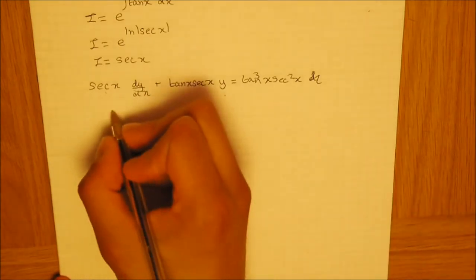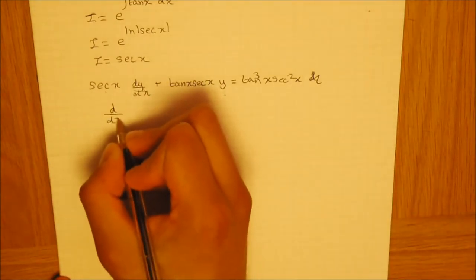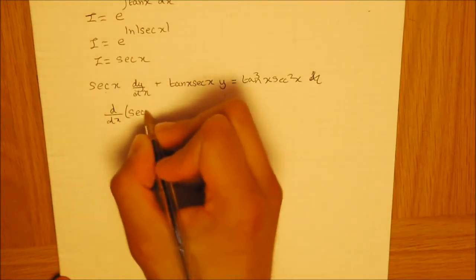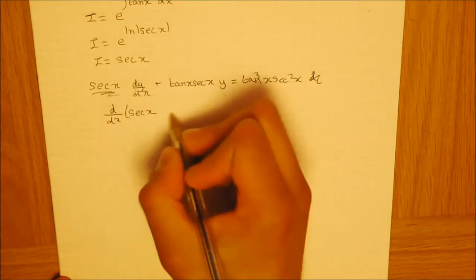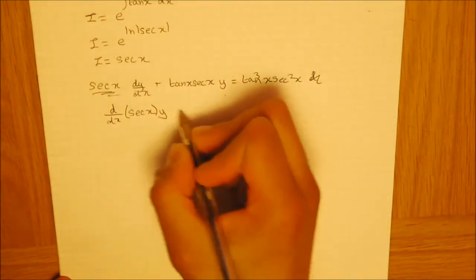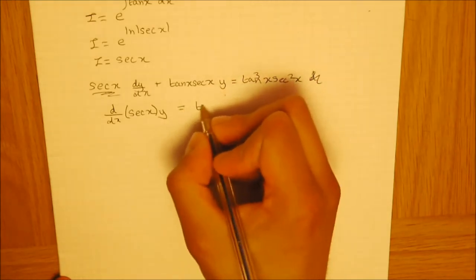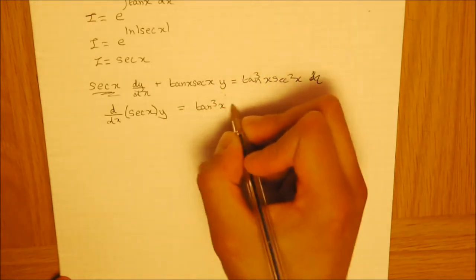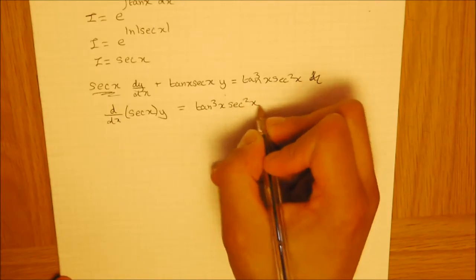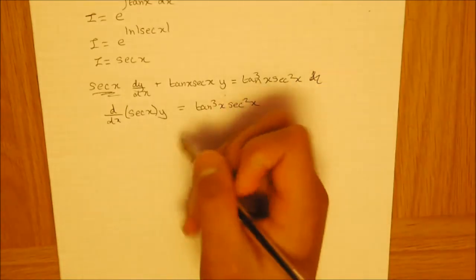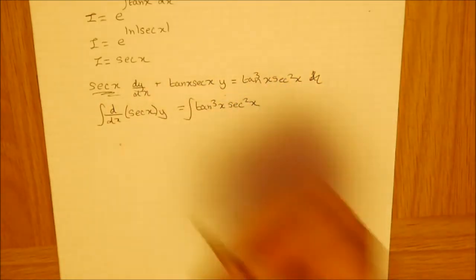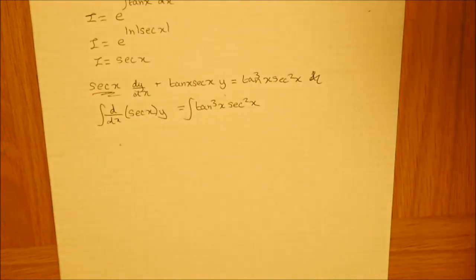So we can do d/dx of sec x y, because that's the original and also that's the original, so d/dx of sec x y is equal to tan cubed x sec squared x. Now obviously integrating that is dead simple because you're effectively just going to remove a d/dx, which means that it's just going to be sec x, well, sec x in brackets then y.